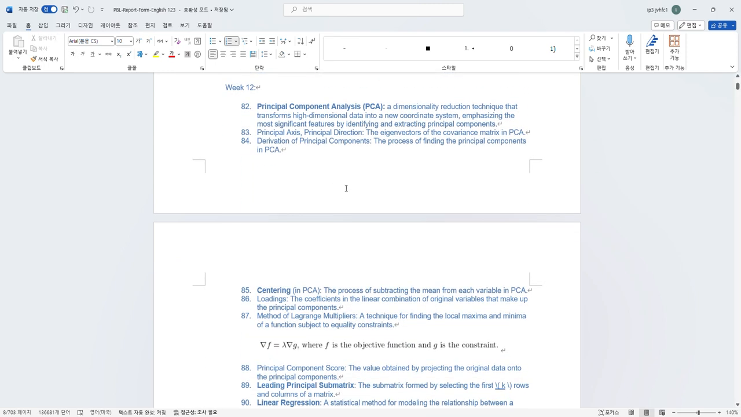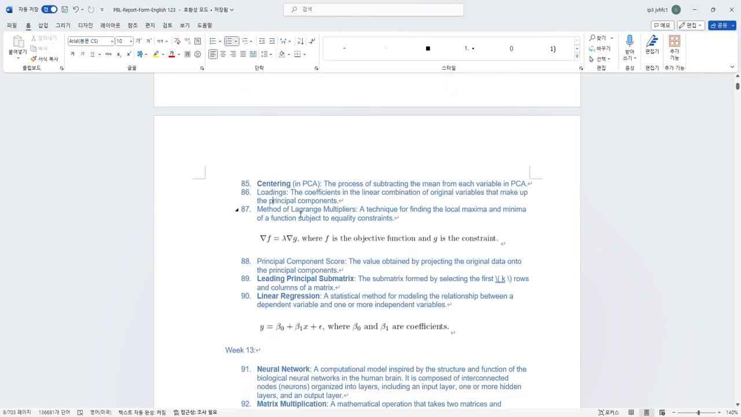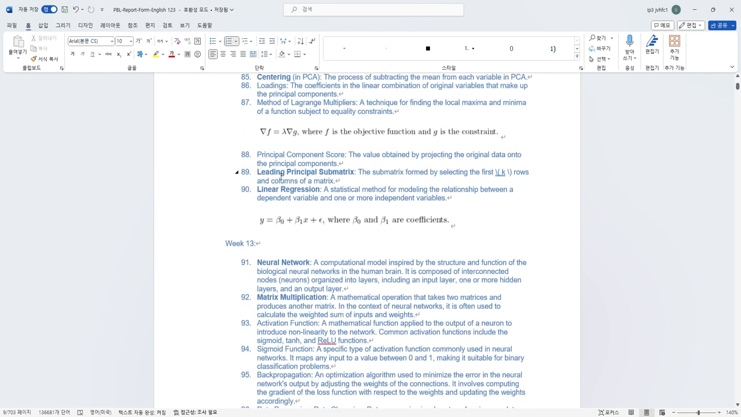In week 12, this is where it gets interesting, where I learned principal component analysis, or PCA. I learned everything about PCA, which is a calculation for reducing dimension that transforms high dimensional data into a new coordinate system, emphasizing the most significant features by identifying and extracting principal components. Inside PCA, there are terms such as principal axis, principal direction, the derivation of principal components, centering, loadings, and method of Lagrange multipliers. I also learned about leading principal submatrix and linear regression.